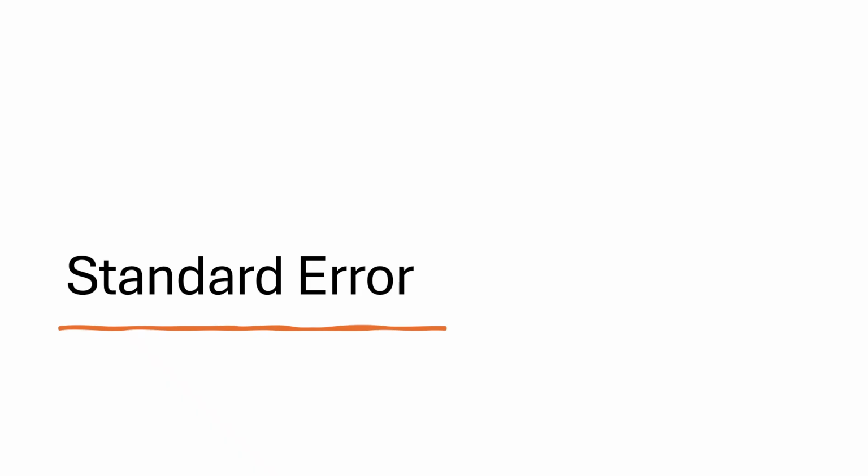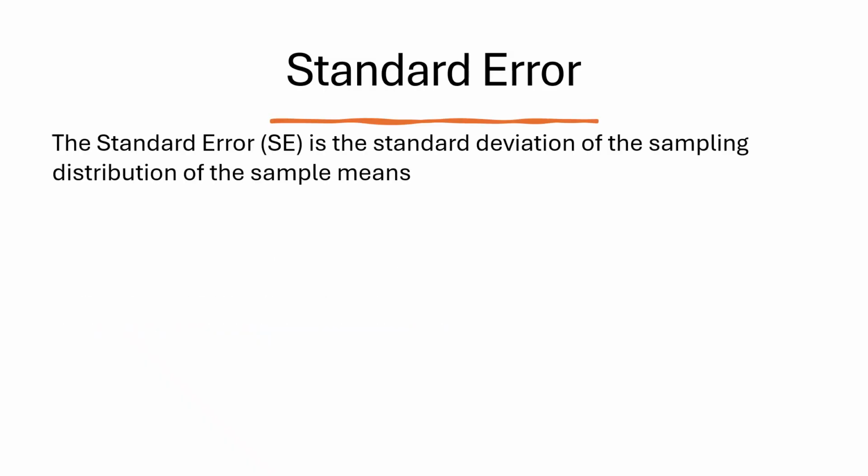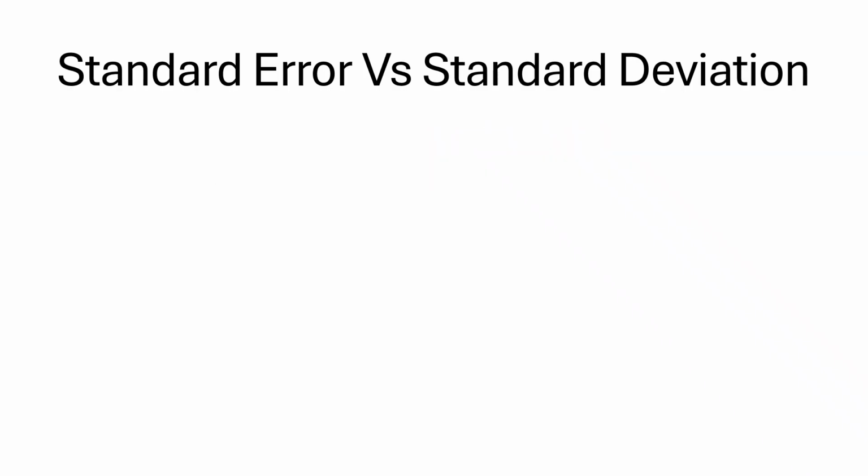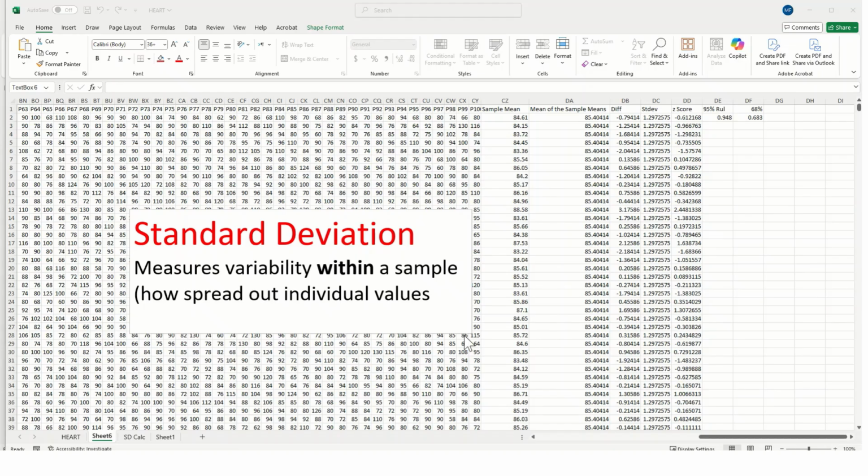To measure the confidence interval from a single sample, first we need to somehow calculate the standard error. Standard error is in fact simply the standard deviation of the sampling distribution of sample means. Many people confuse these two terms, standard error and standard deviation.